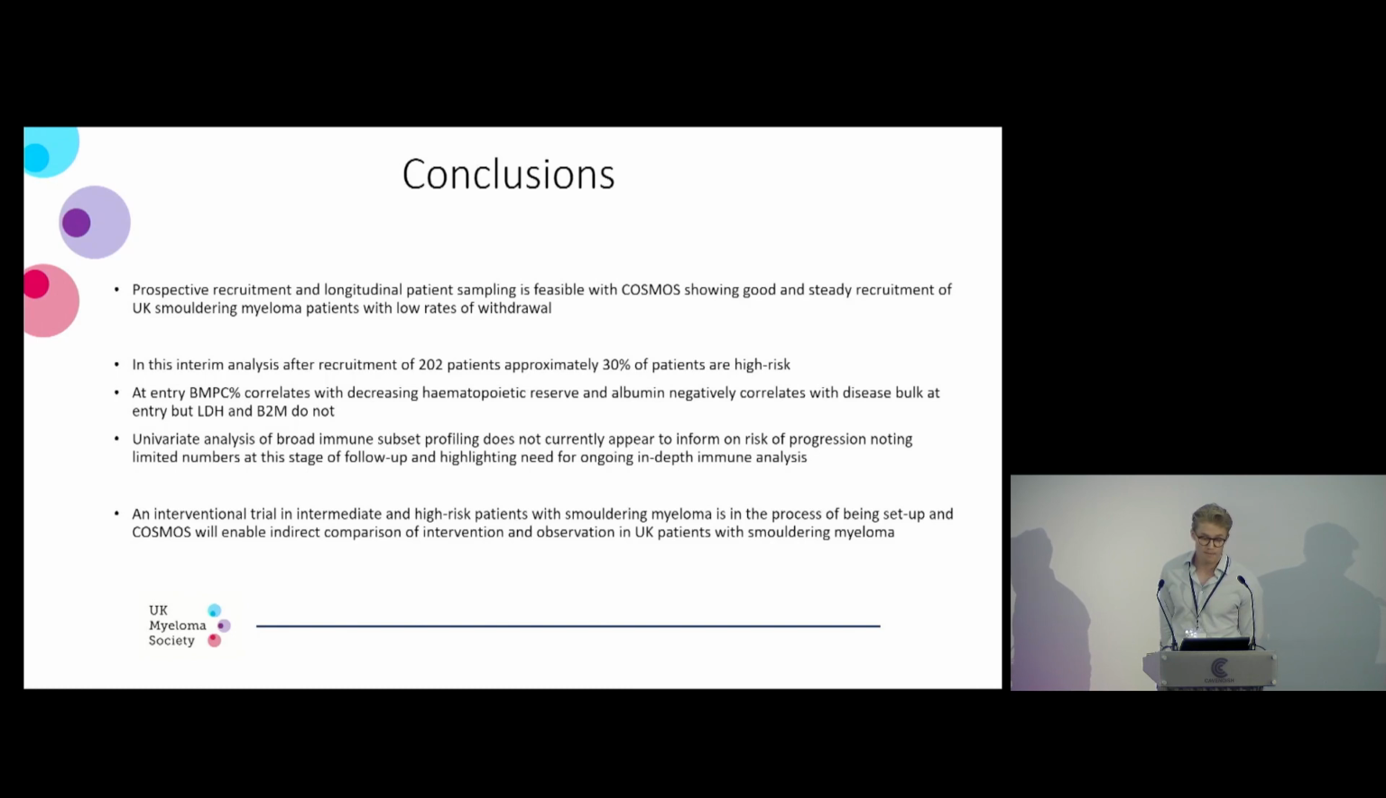smouldering myeloma. Univariate analysis of broad immune subsets doesn't appear to inform of risk of progression, which indicates the ongoing need for our in-depth phenotyping, multivariate analysis, and dynamic modelling.